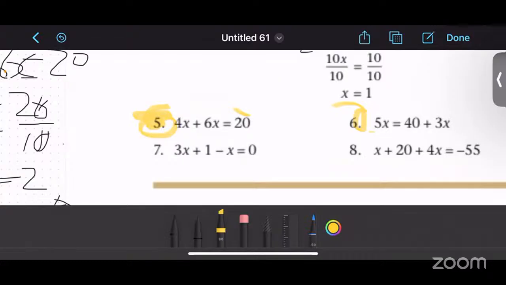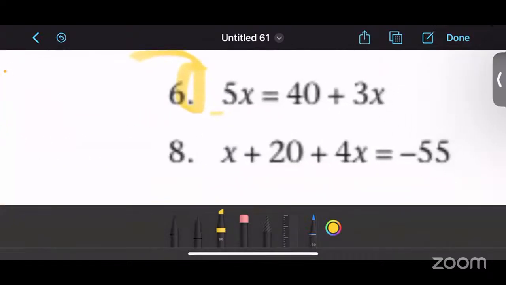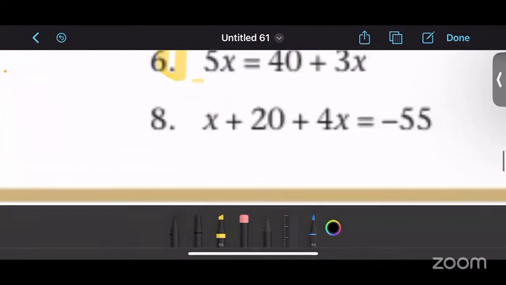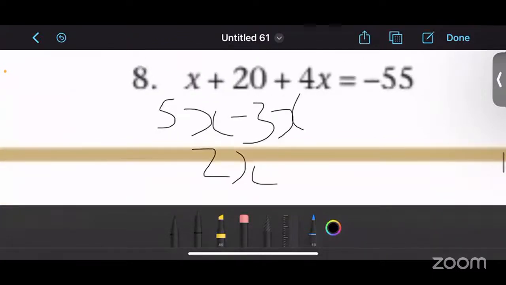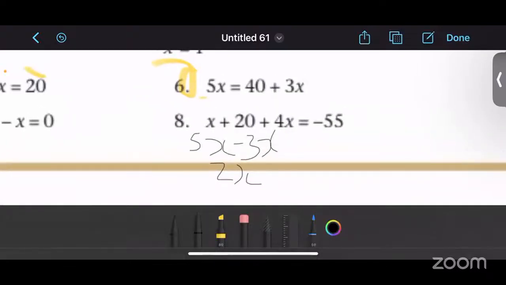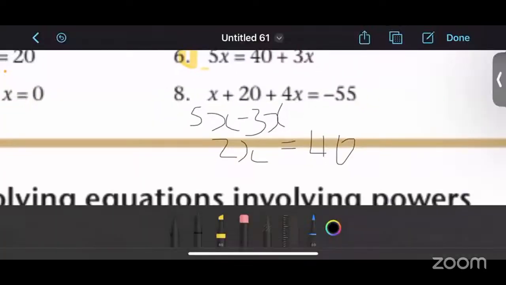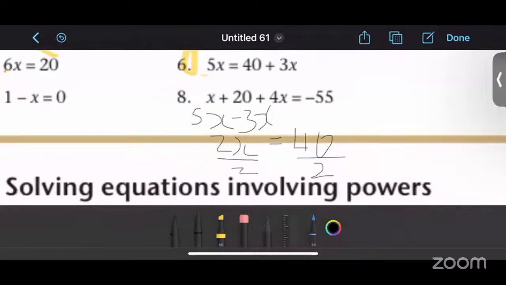Ma'am, you're going to move the 3 and change it to a -3, because you're going to say 5x minus 3x, and that gives you 2x. And then you can write 2x equals 40, and divide 2x by the 2, and the 40 by the 2, so x equals 20.